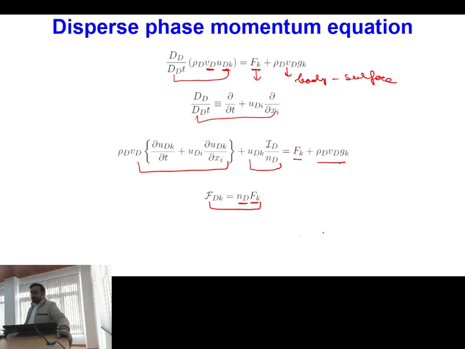Okay, let me stop at this point. And this is nothing but simply the dispersed phase momentum equation. This is not applicable for other configurations. This will be applicable only when we are talking about the dispersed phase. Okay?